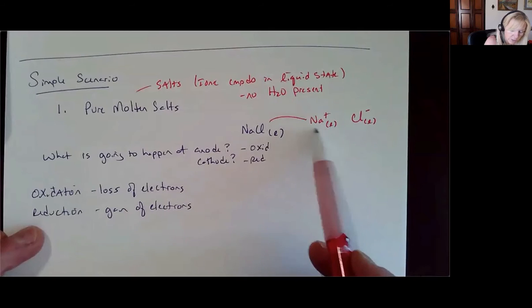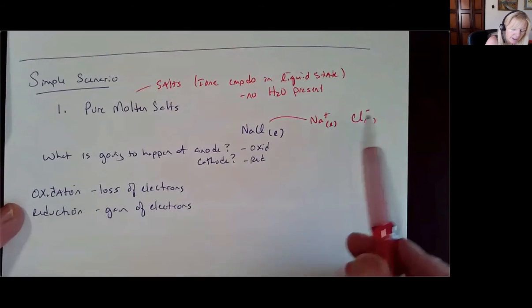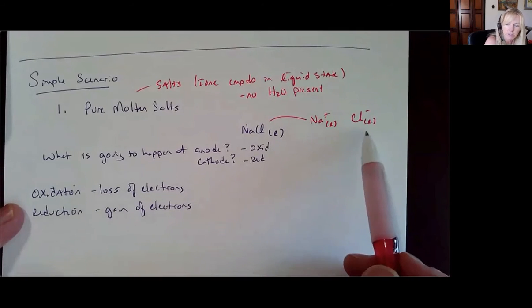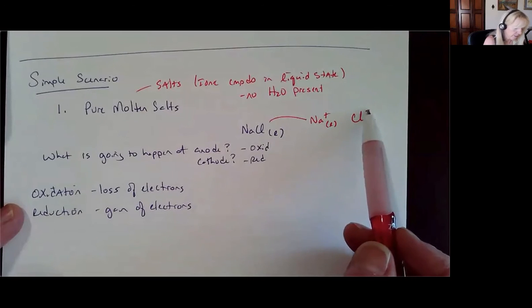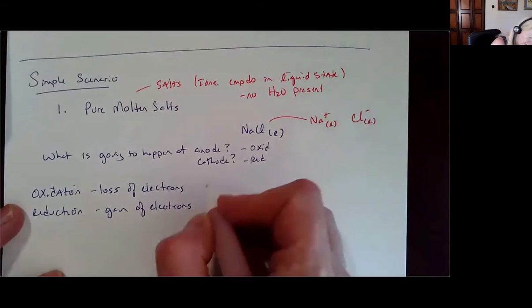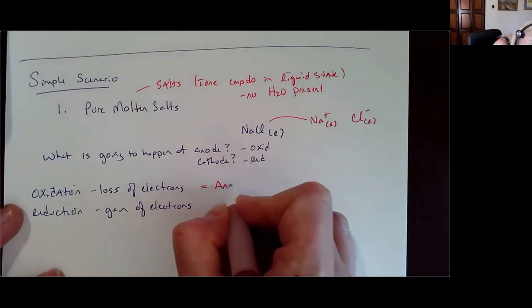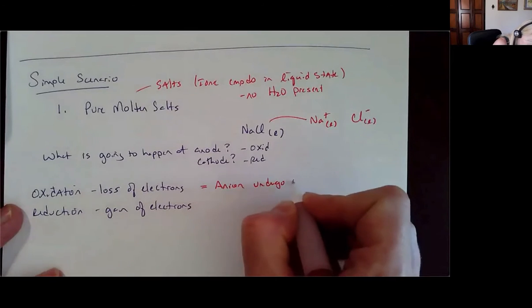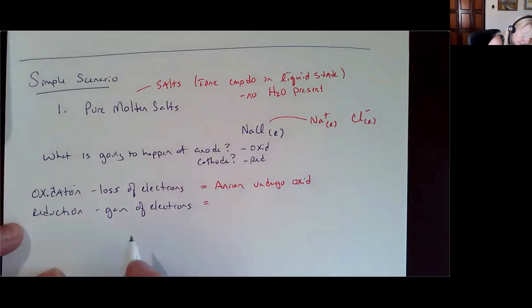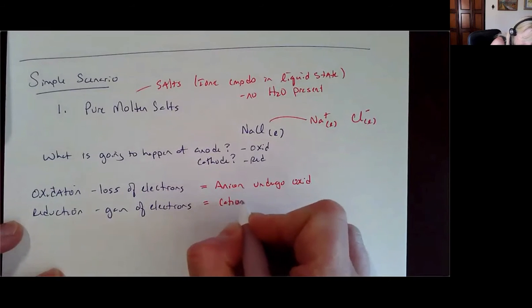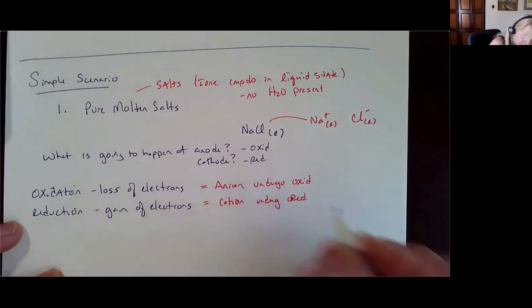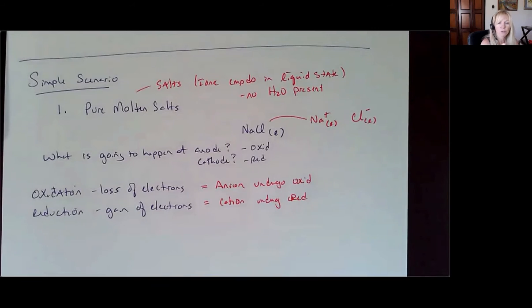So sodium can't undergo oxidation. However, chlorine can. So chlorine has this extra electron here. So in the oxidation half, my anion is going to undergo oxidation. On the reduction half, my cation is going to undergo reduction. And so that's the only thing that can happen in a pure molten salt.